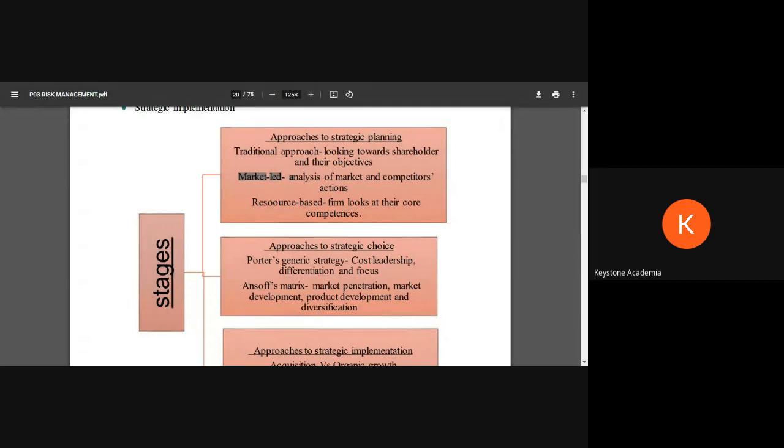Third option is resource-based approach. Resource-based approach is about what resources we have. Now we have a very big goodwill. So why can't we come up with other products? We can easily sell it off. Why? Because we have a very big goodwill. We are operating for more than 60 years.